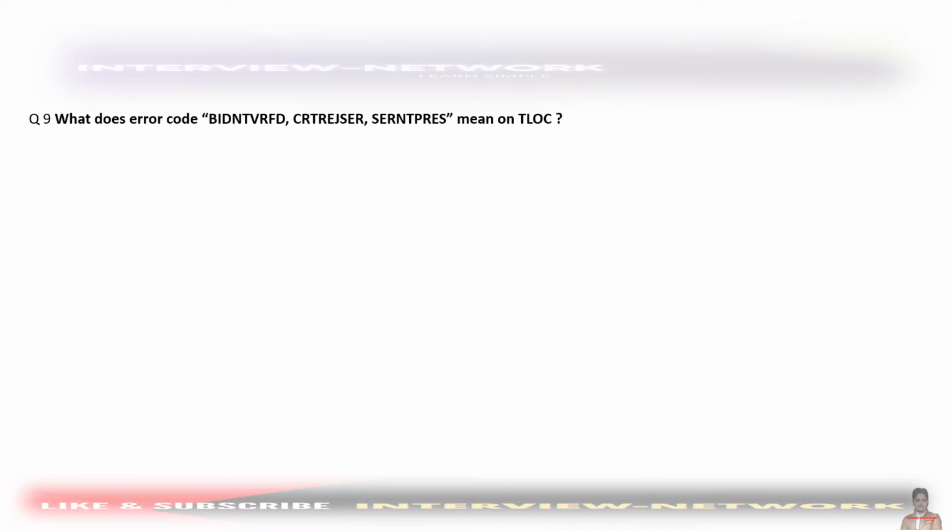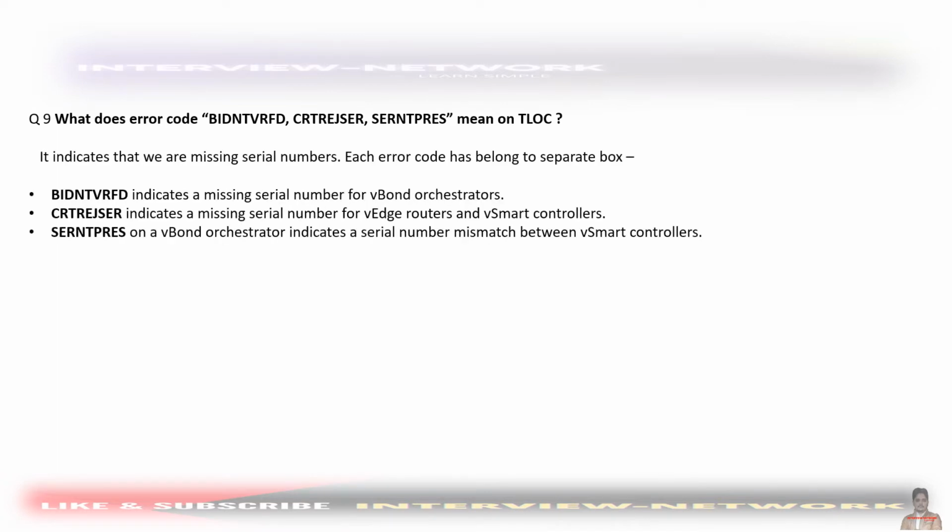So what do the error codes mean on the TLOC? Well, it indicates that we are missing the serial number. Each error code belongs to a separate box. Error code number one belongs to the vBond orchestrator. Error code number two belongs to your vEdge routers and vSmart controllers. And error code number three indicates there's a serial mismatch with the vSmart controller.